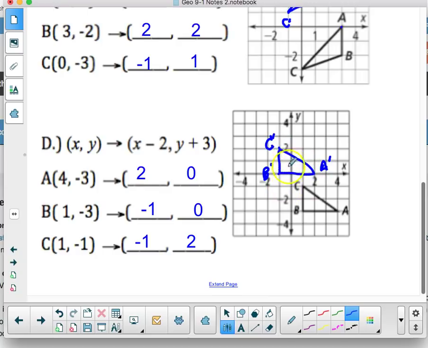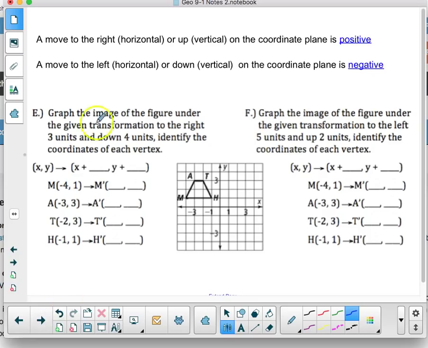And that's my image of triangle ABC under this translation rule that I was given. Now, a move to the right horizontally or up vertically on the coordinate plane is positive, so I'm adding. That's why I added. A move to the left horizontally or down vertically is negative, so I subtract. Keep that in mind as we step through these. Let's try these one more time.